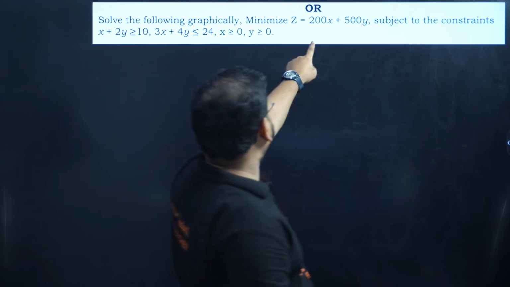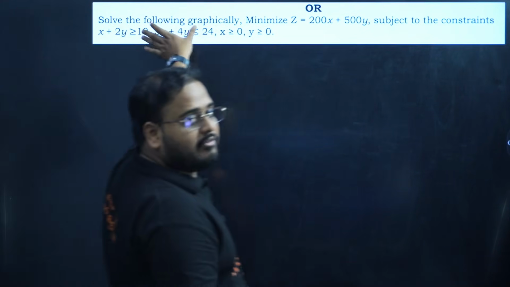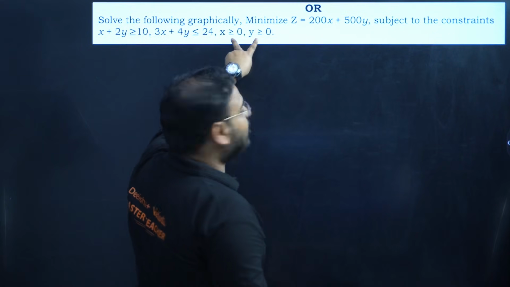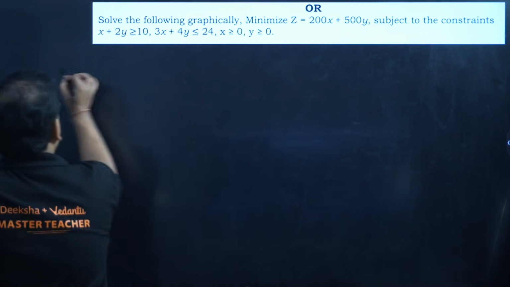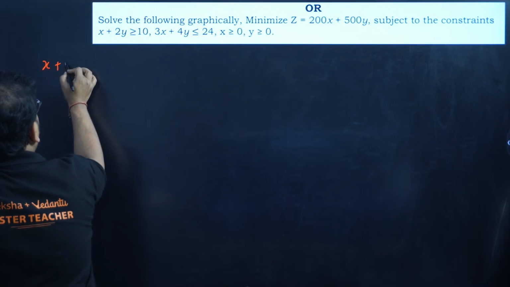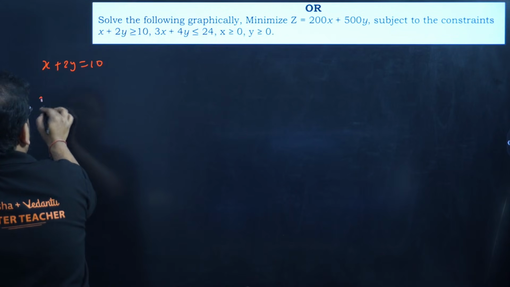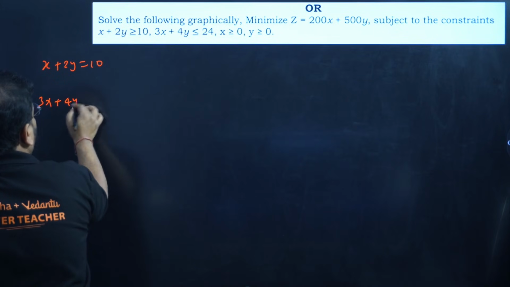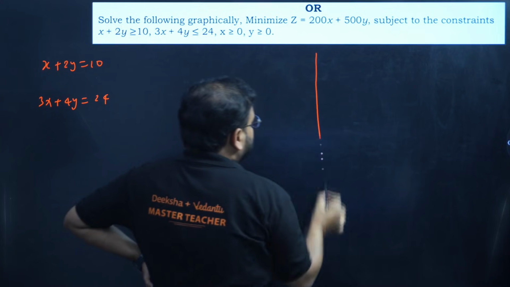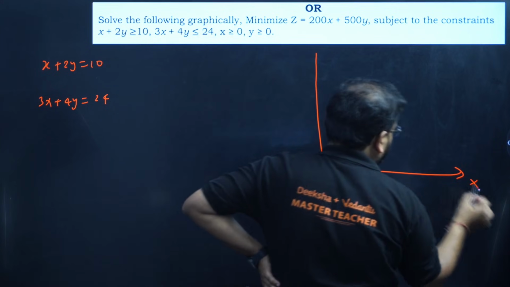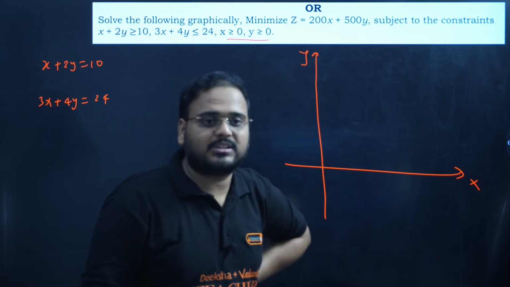There's an objective function, and they've asked us to minimize. We have the constraints: the non-negative constraints for the first quadrant, and the inequalities, x plus 2y is more than or equal to 10, and 3x plus 4y is less than or equal to 24. Draw the graph of these two lines. Only the first quadrant, because x is more than 0, y is more than 0.